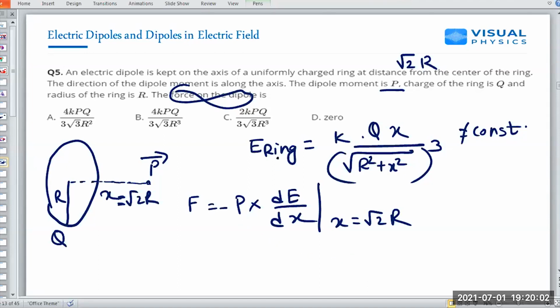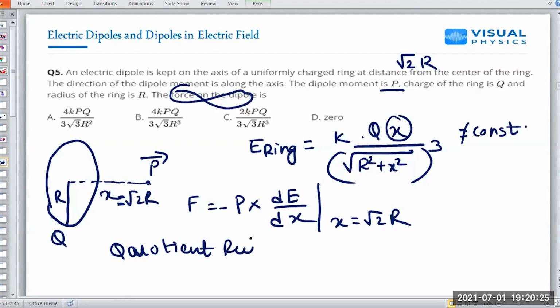Got the point? So what is the concept? Why am I not simply putting the value? Because my electric field is not constant, it is a function of distance. So I am using this formula. Force is minus P into dE by dx. Now, why is this question tough? Because x is in the numerator also, and x is in the denominator also. So first we have to know the quotient rule of differentiation.